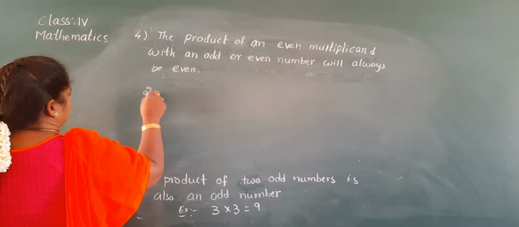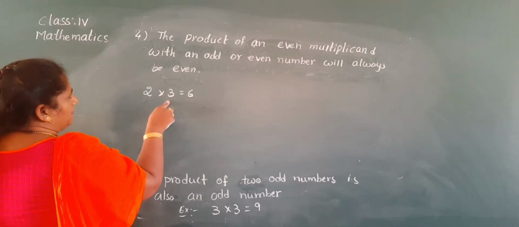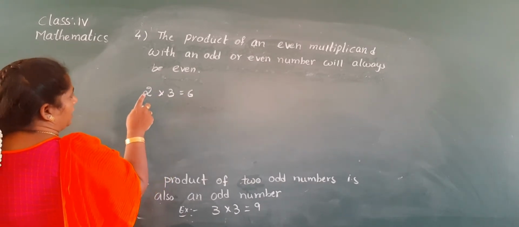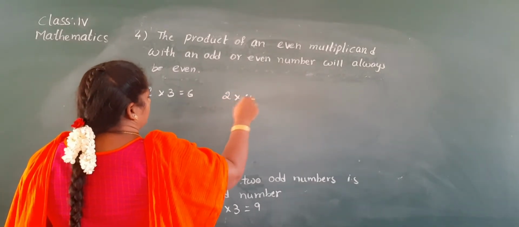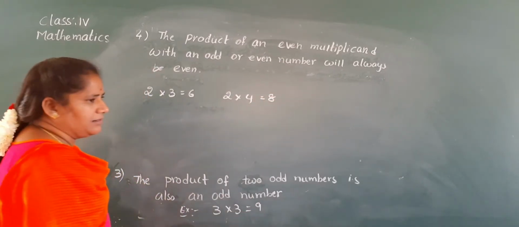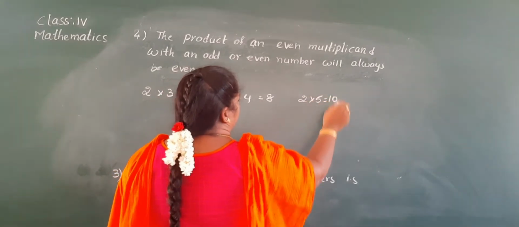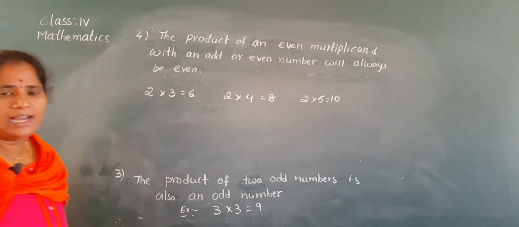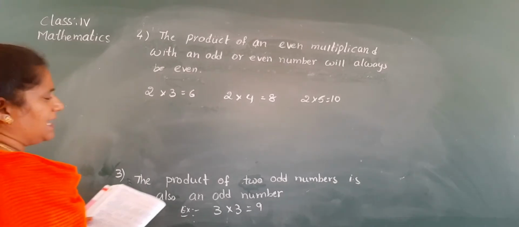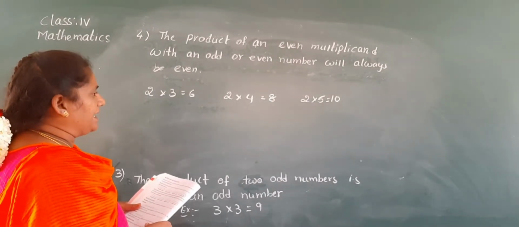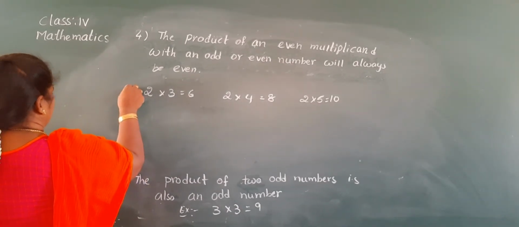2 is an even number. 2 3s are 6. So here the multiplicand is an even number and the product is even. The product of an even multiplicand with an odd gives an even number, and 2 4s are 8, both are even numbers, we'll get an even number. 2 5s are 10, even and odd gives an even number only. Okay? Do you understand, Nana? So 2 3s are 6, 2 4s are 8, 2 5s are 10. Okay? And these are the examples, Nana.